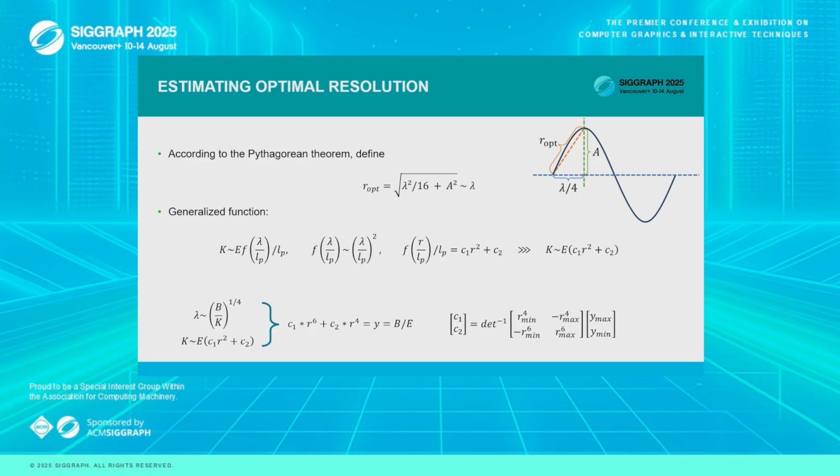So we can define the optimal mesh resolution for representing a sine wave according to the Nyquist theorem. Since the optimal resolution is proportional to the characteristic wavelength and the geometric function f can be expanded by 2 constant parameters, C1 and C2, we got a sixth-order polynomial equation. The constants C1 and C2 can be determined based on the limits of mesh resolution and material stiffness.